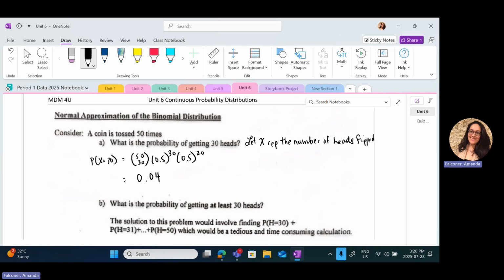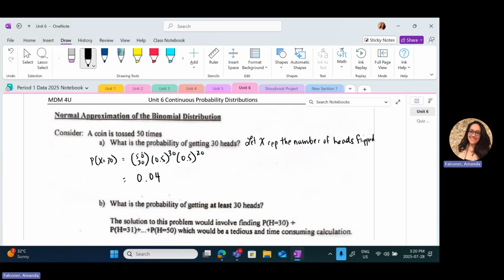So this top part is trying to get us to remember or decide why we are going to use Unit 6 techniques on Unit 5 concepts. So consider a coin is tossed 50 times. What is the probability of getting 30 heads? We always start by saying, let X represent the number of heads flipped. So our point of interest here is flipping a head when a coin is tossed.